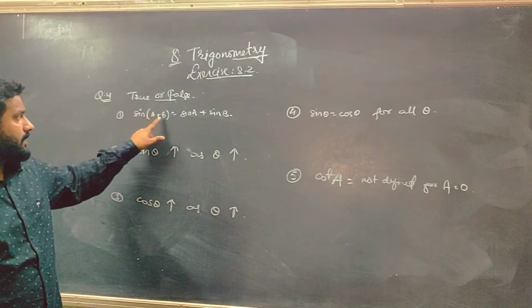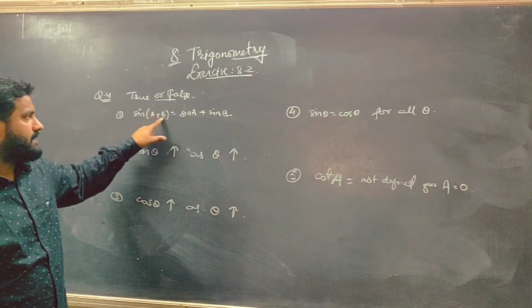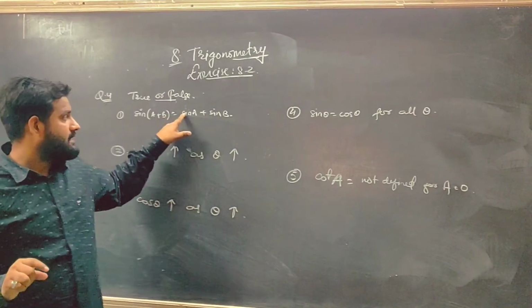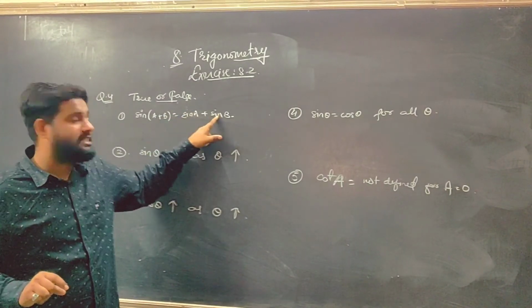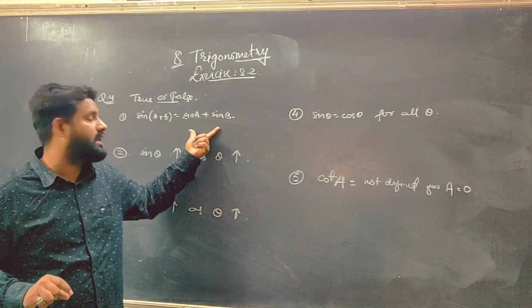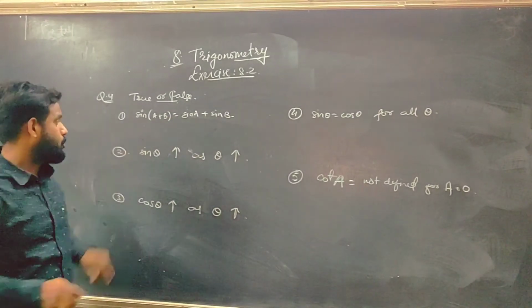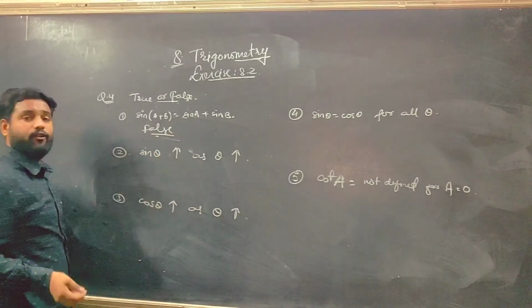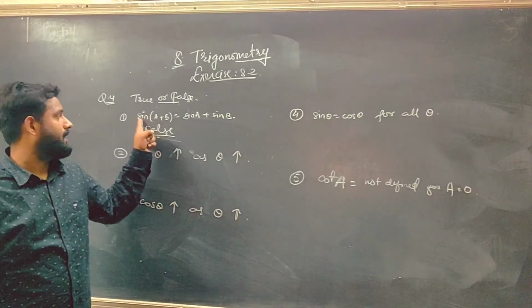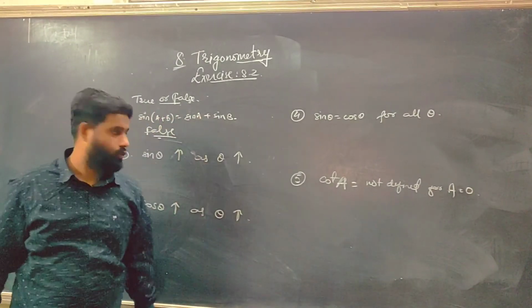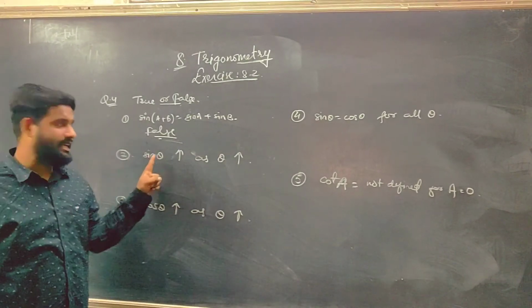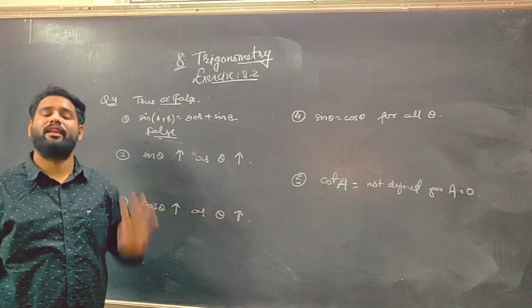For example, 30 and 60. If you put 30 and 60, the sum will be 90. Sin 90 from the table is 1. Sin 30 is half. Sin 60 is root 3 by 2, which will never become 1. So the answer is false, because this equation can't be true for every value of A and B. So the answer is false.